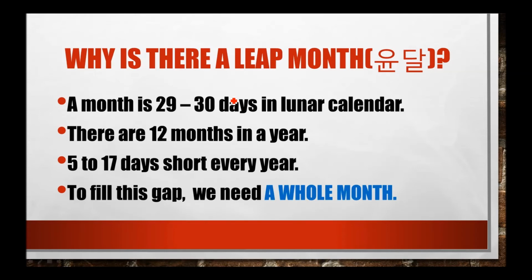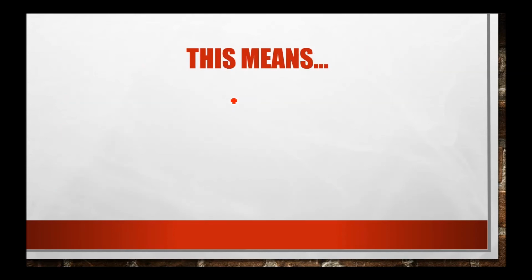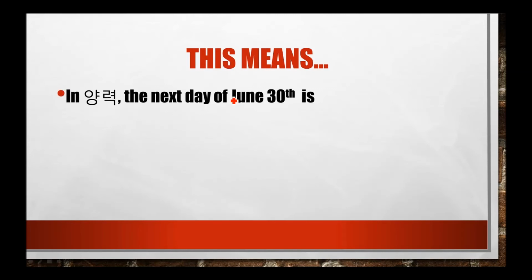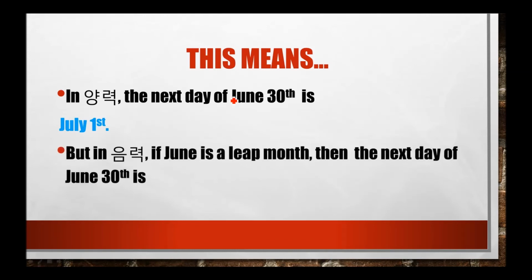I will tell you this 윤달 in more detail to you. This means that in 양력, the next day of June is July 1st. Yes, it's obvious, isn't it? But in 음력, if June is a leap month, 윤달, then the next day of June 30th is June 1st again. Yes, June 1st. And the next day of June 1st, yes, it's June 2nd.